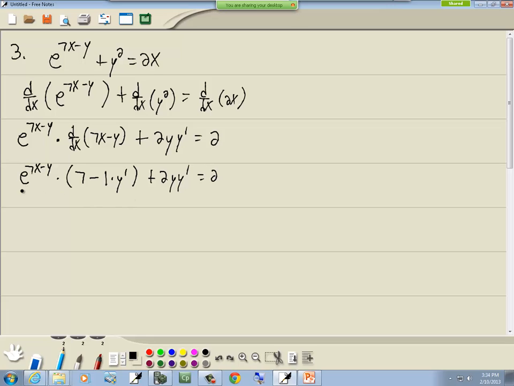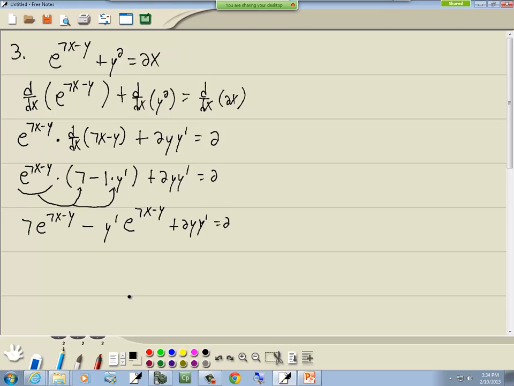This is a distributive property. We're going to take e to the 7x minus y power, multiply times a 7, and times a negative y prime. So that gives us 7e to the 7x minus y, minus y prime e to the 7x minus y, plus 2y, y prime equals 2.